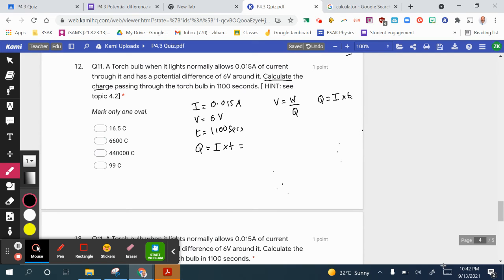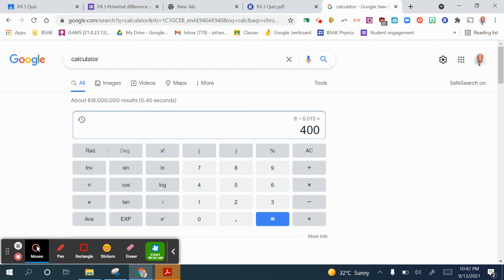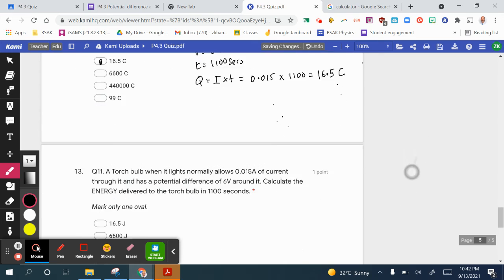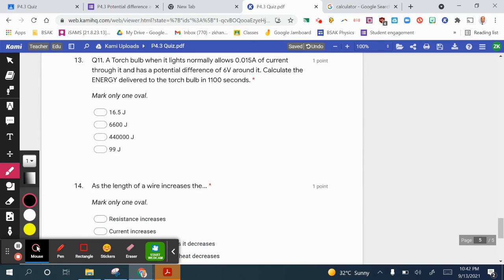The current is 0.015 amps multiplied by the time, 1100 seconds. So 0.015 multiplied by 1100 seconds, that's 16.5, and charge is measured in coulombs. So 16.5 coulombs.